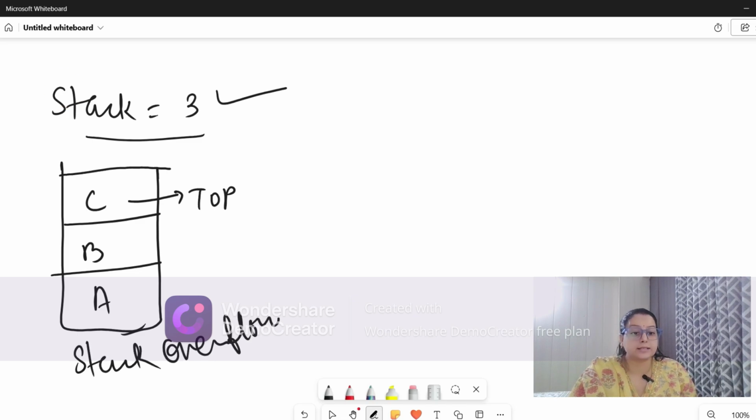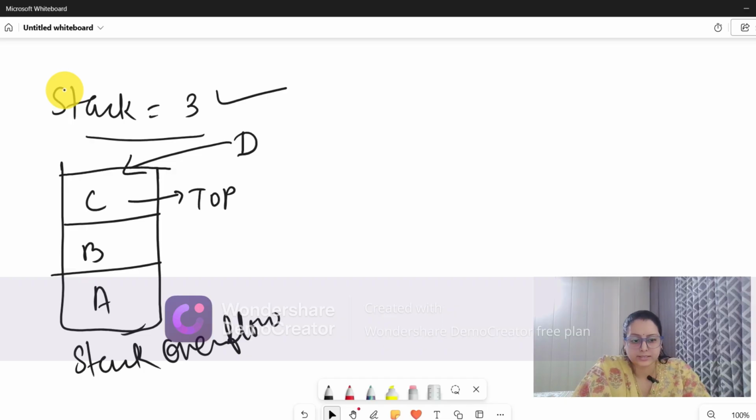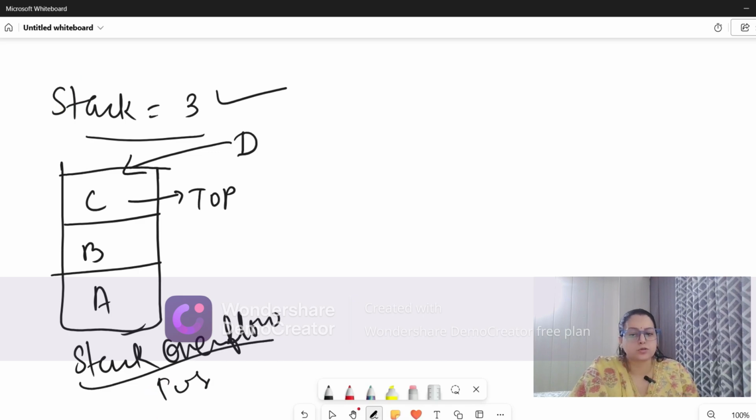Suppose D is sitting and waiting to come inside this same stack and wants to be inserted. It is not possible because D is an outside element and the stack size is only 3, which is already full. So during insertion, when the stack is already full and the next element wants to come, this is called stack overflow, and this situation occurs during the push operation, because only during insertion can we face this.